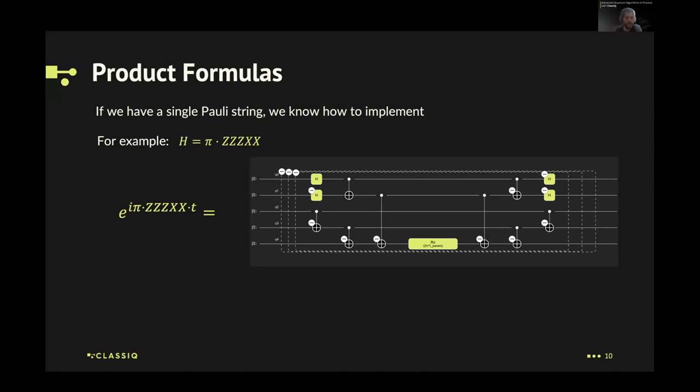Now, if my Hamiltonian is just a single Pauli string, for example, let's say my Hamiltonian is pi times ZZZXX, then there is an exact gate-level implementation of its Hamiltonian simulation. This is how it looks. You can see that it is composed of CX gates and an RZ gate, which depends on the time. So this is a parameterized evolution. And you have the H gates, which are related to the X. Okay, so this is exact. We know how to implement this as a quantum program.